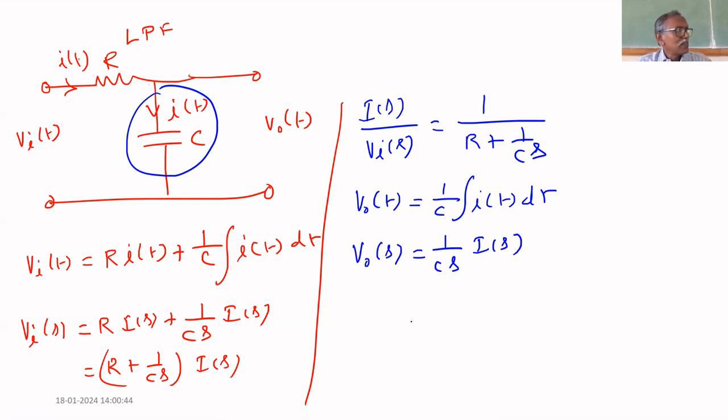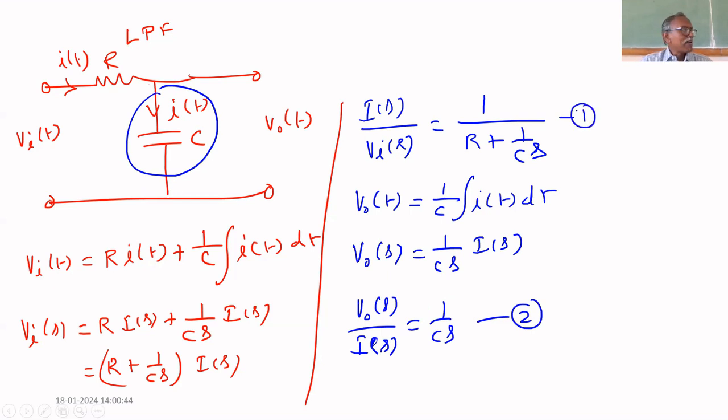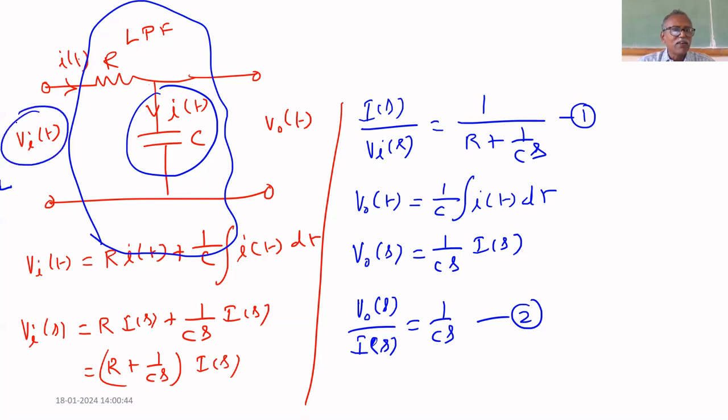Let us assume I(s) is the input and V0 as the output. In that case, V0(s) divided by I(s) equals 1 by Cs. Let it be 2, let it be 1. If you multiply these two, you will get the transfer function for the whole network, because input is Vi(t), output is V0(t).